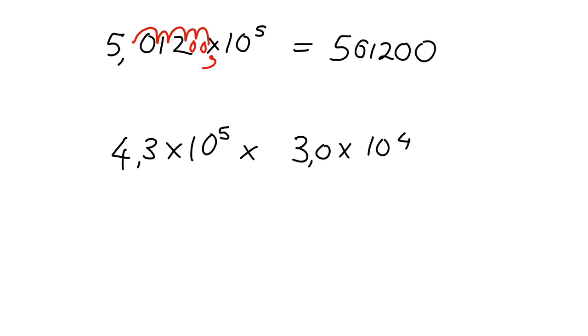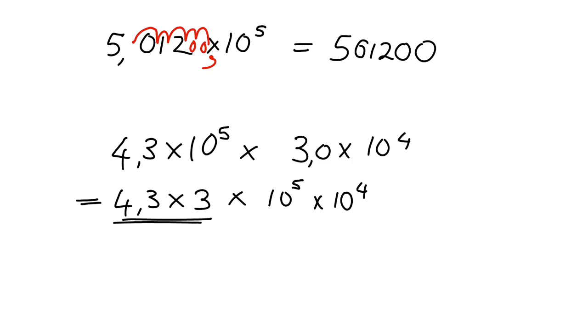To do this multiplication then, we're going to group the numbers and we're going to group the powers. So it looks like this: 4,3 multiplied by 3, times 10 to the 5 times 10 to the 4. And then we're going to do that calculation and that calculation.